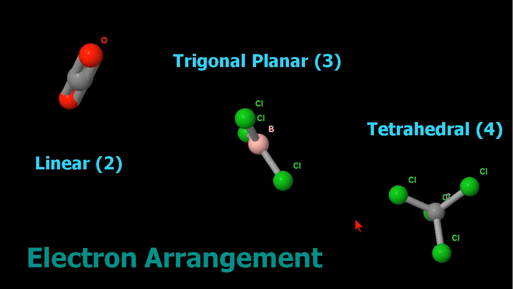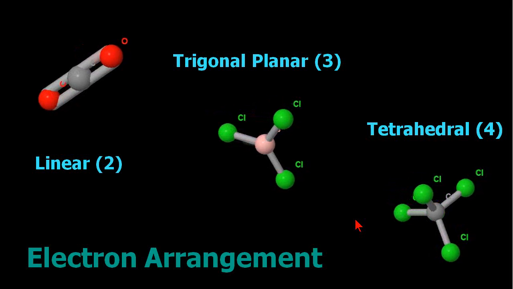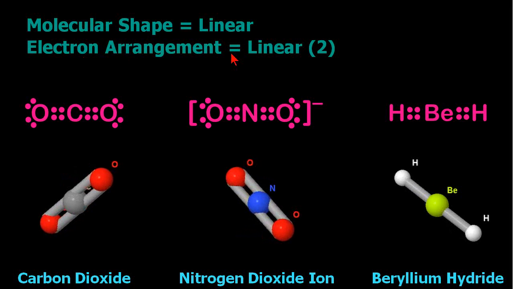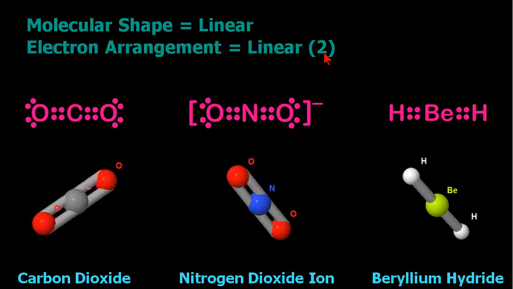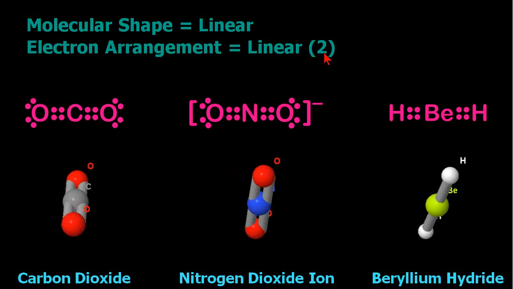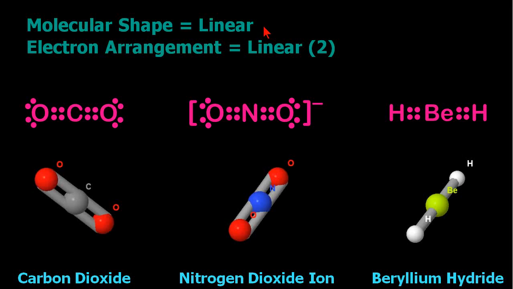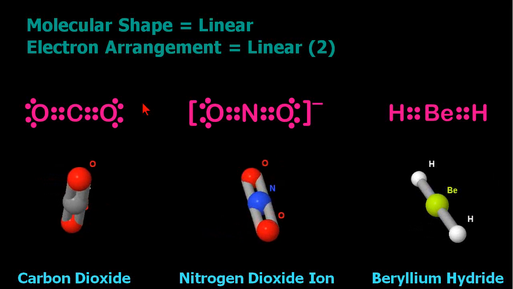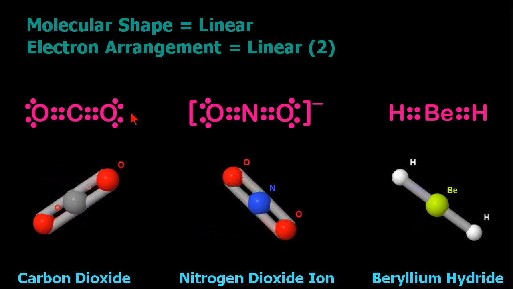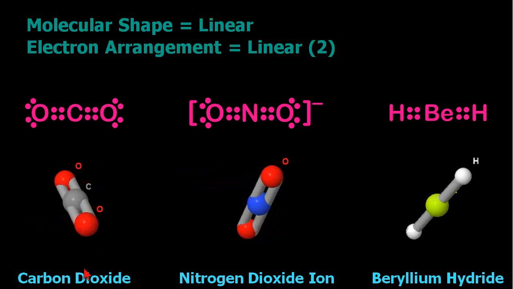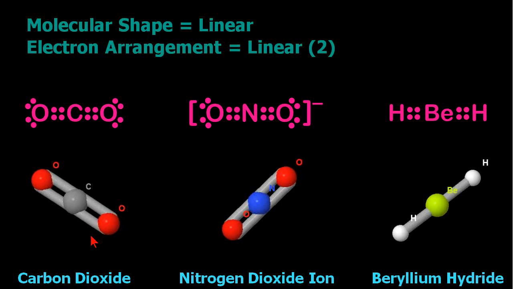Let's look at the shapes of the molecules themselves. The first shape: if we have an electron arrangement that's linear, which means it has two pairs of electrons around the central atom, the resulting molecular shape is always linear. First, you need to look at the Lewis dot diagram. Once you can see the diagram, you can visualize what the molecule looks like.